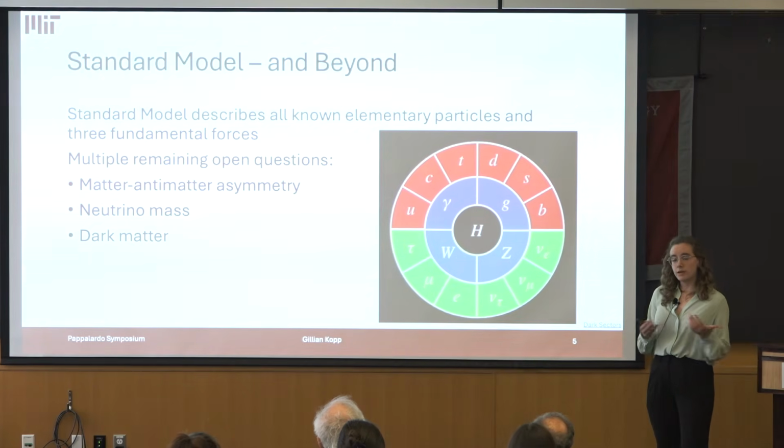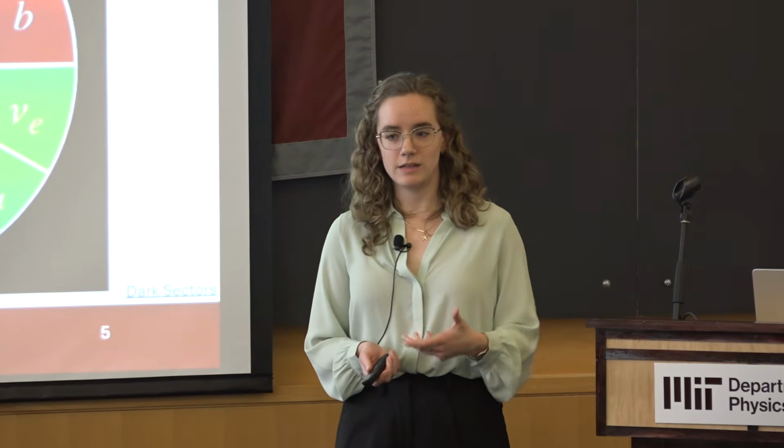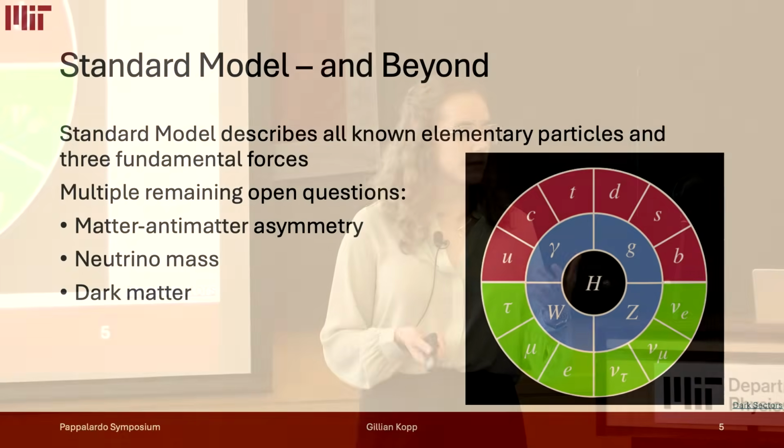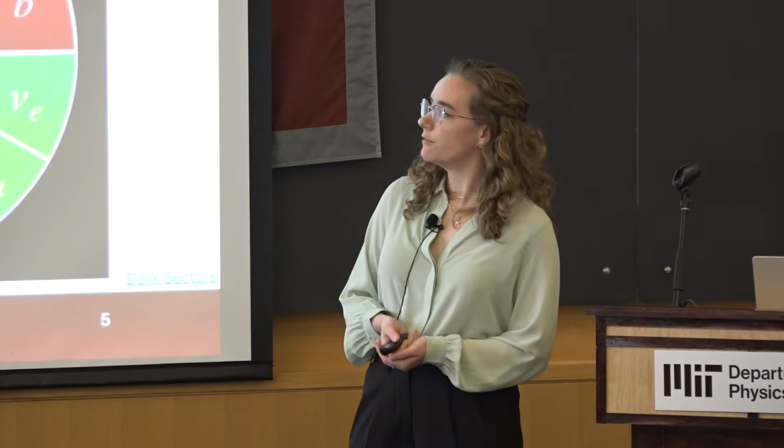So while the standard model is a huge success, there's multiple remaining questions. There's the matter-antimatter asymmetry. In the world around us, we see much more matter than antimatter. And this also comes from the early universe. Some imbalance created more matter than antimatter, and yet the standard model effectively treats matter and antimatter particles the same, so it does not explain this imbalance that we have.